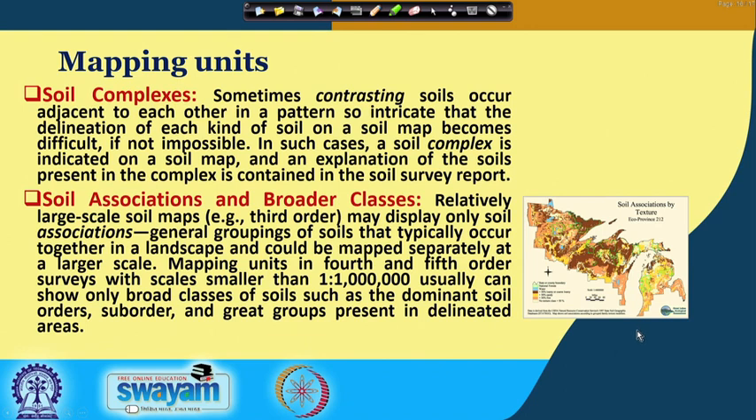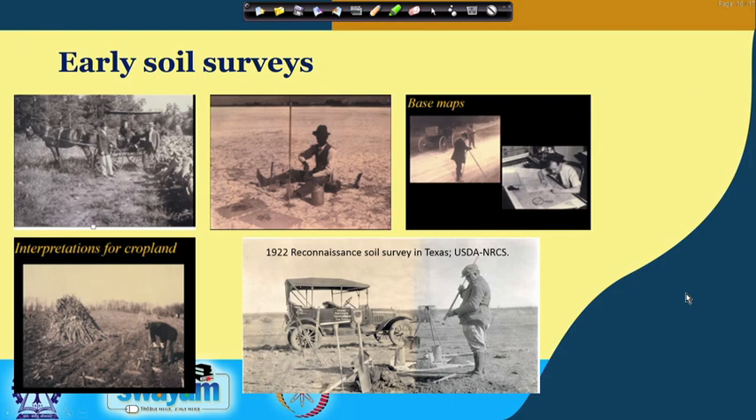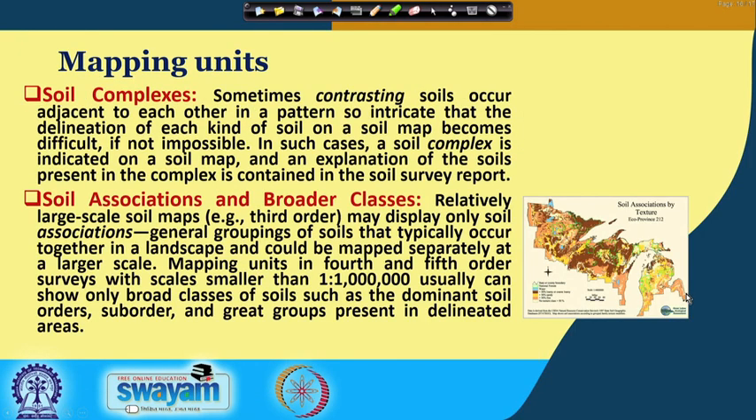So, you can see in this picture these are basically soil associations by texture. Soil association is basically general groupings of soil that typically occur together in a landscape and could be mapped separately at a larger scale. So, these are the 4 important points.